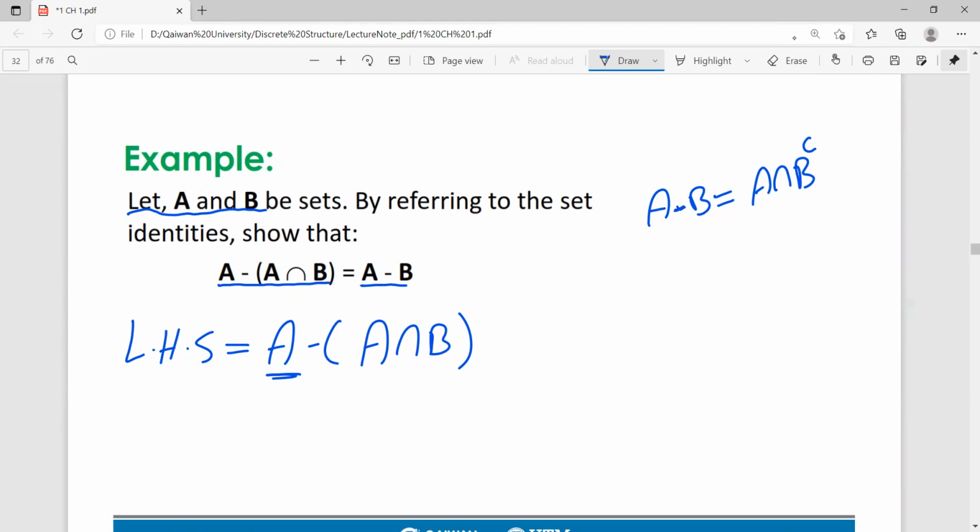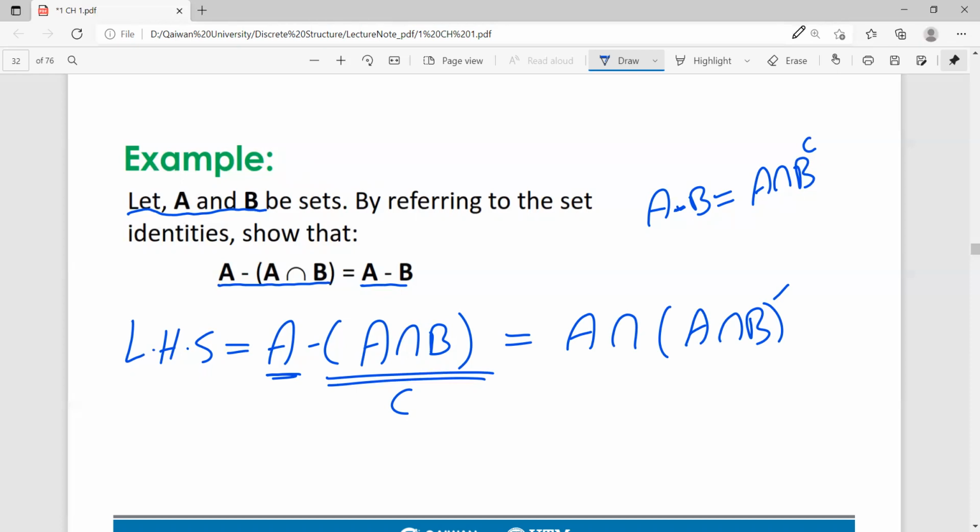Here we have this set and we just deal with this bracket as a set. So you get A intersection B all complement. We just deal with this to be, let's say, C. We have A minus C, it equals A intersection C complement. Now we have a complement of the intersection of two sets.